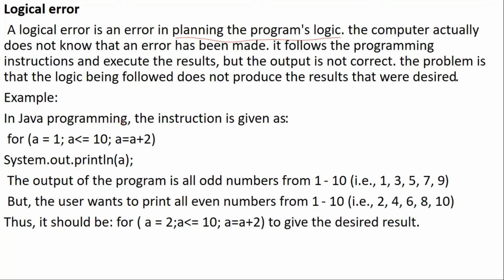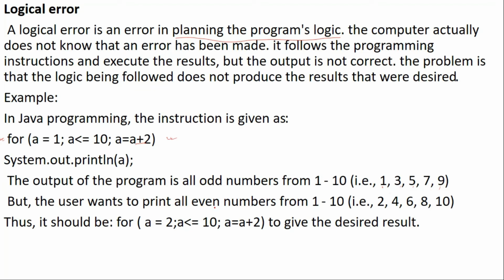For example, this is a for loop statement, or you can say an instruction to a program that will start printing from 1 to 10 and it will jump two steps. Now what is a for loop? In the next video we will discuss that. The output of the program is all the odd numbers from 1 to 10, that is 1, 3, 5, 7, 9.